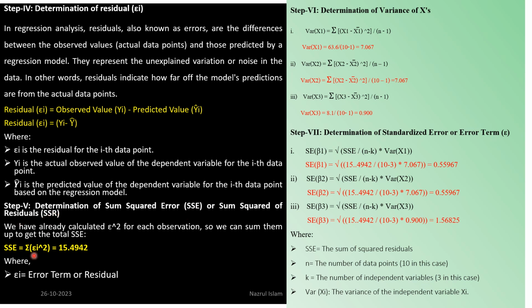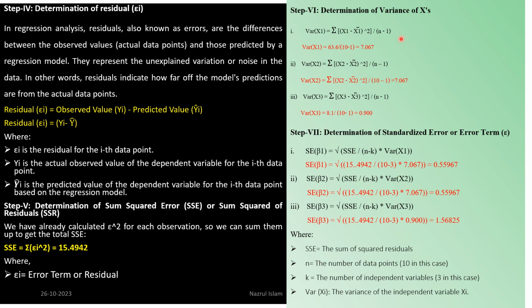Both are same, and we have seen in the previous table that epsilon square summation is called sum of squared error, that is 15.4942. It is also called error term or residual. In step 6, we will determine the variances of x's.